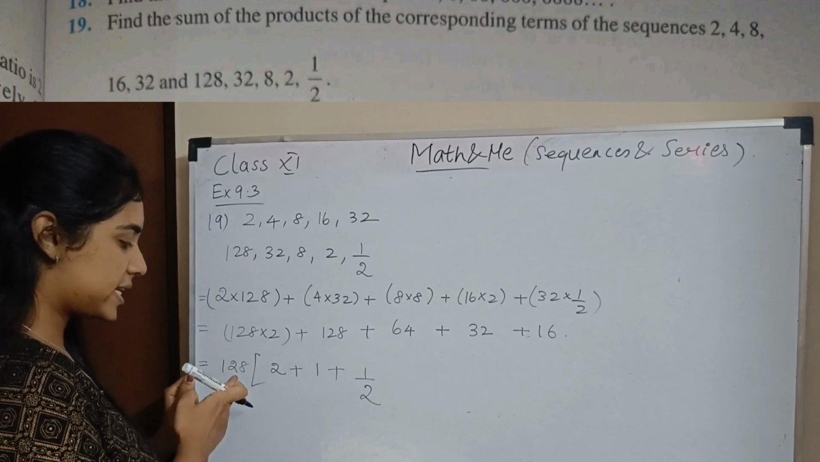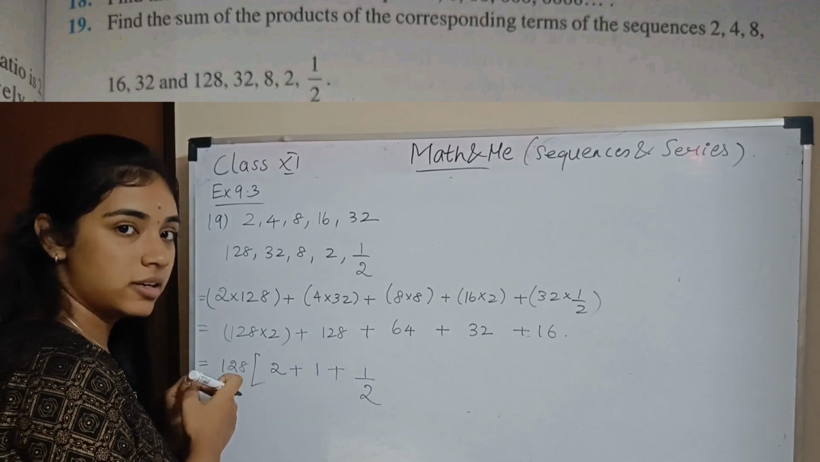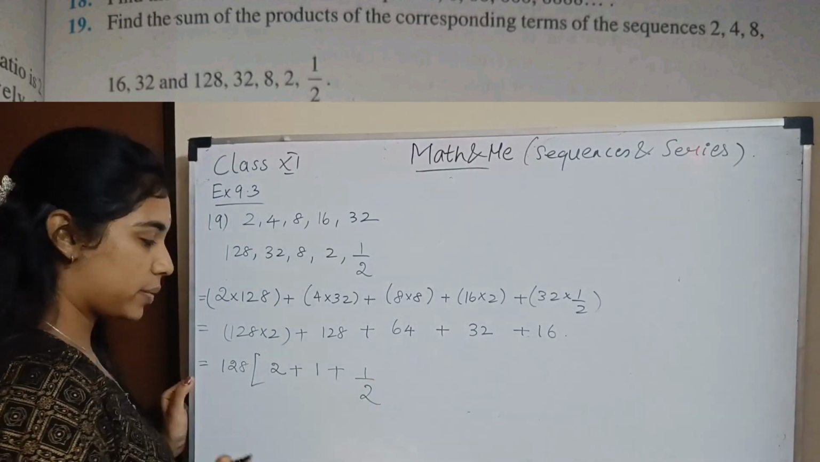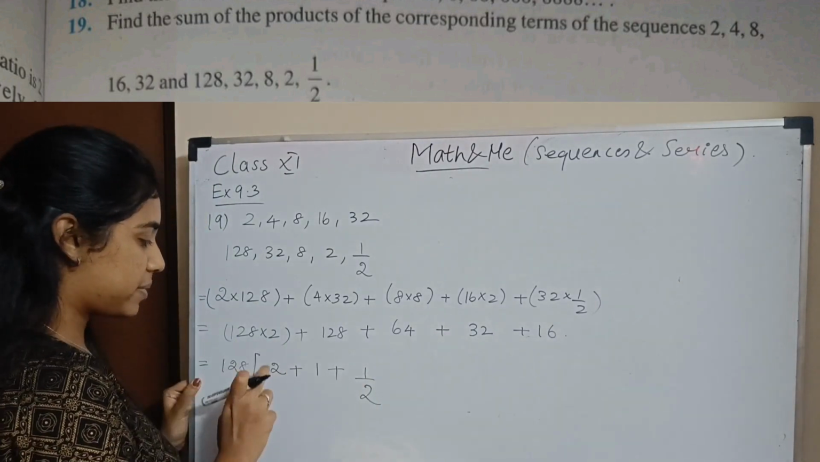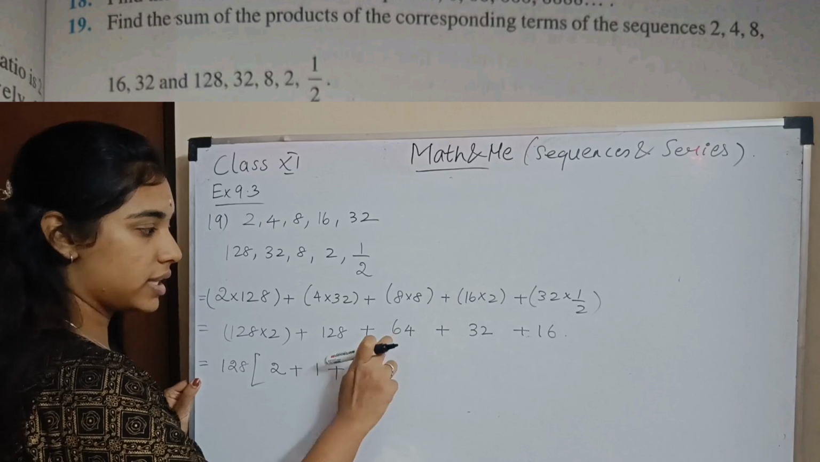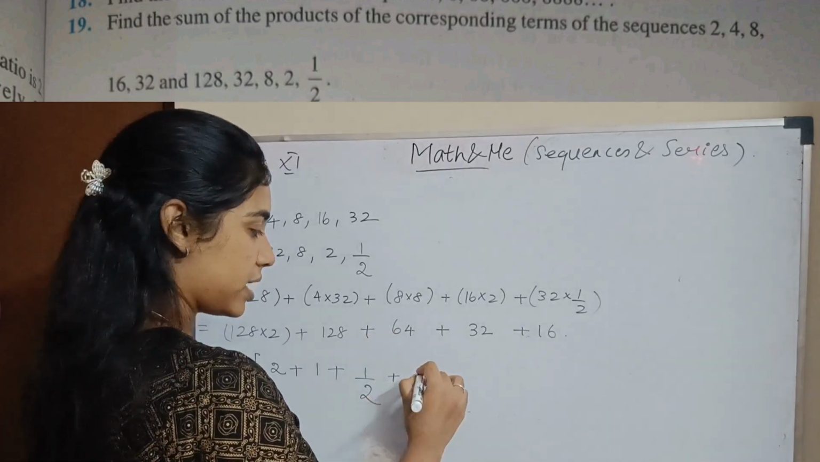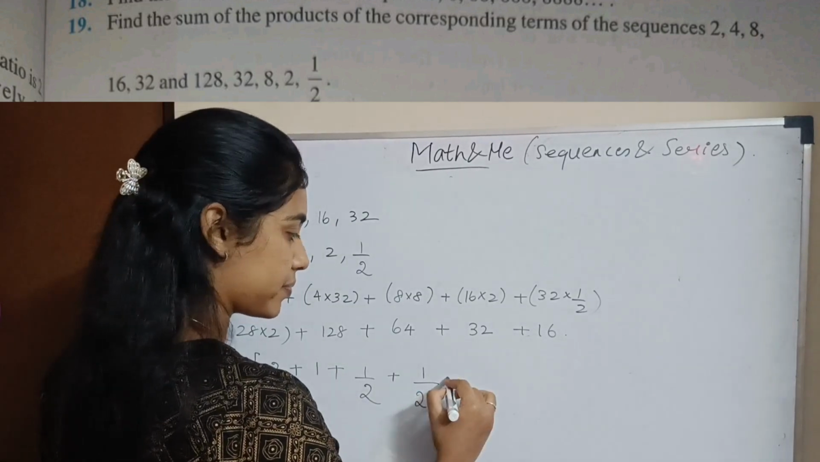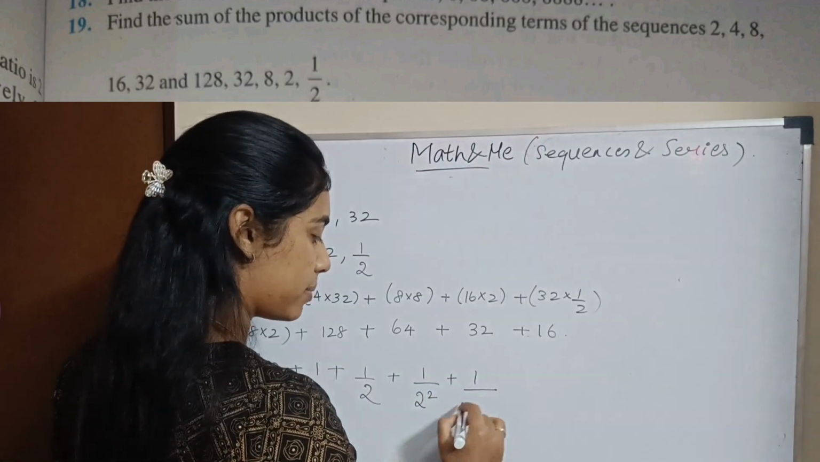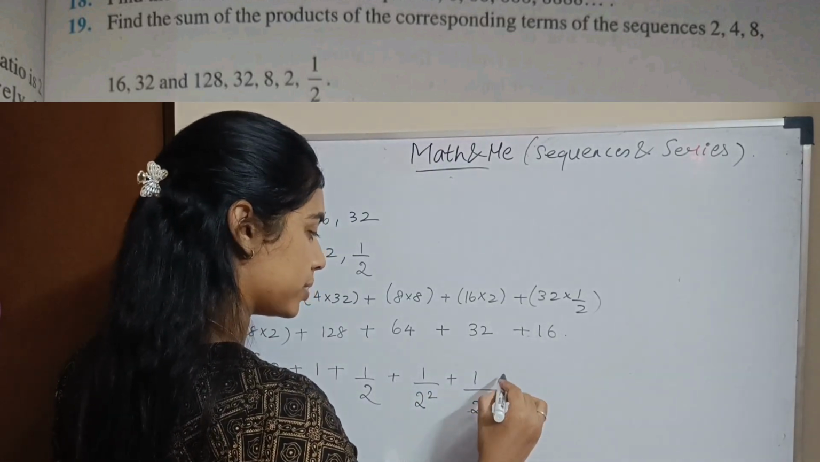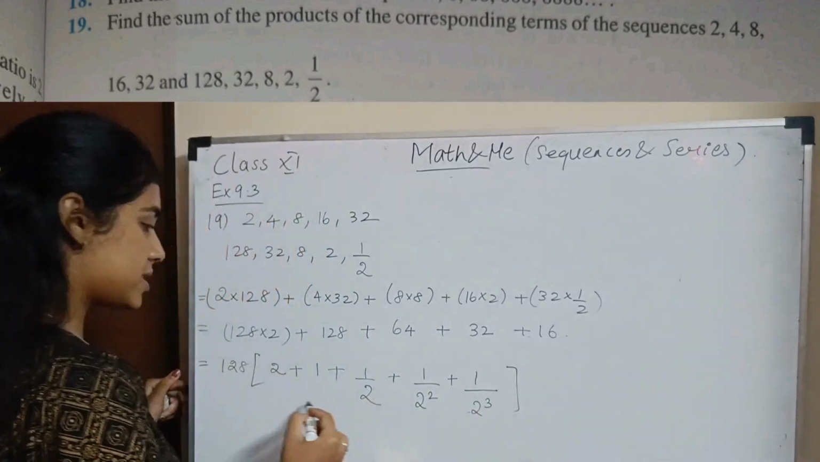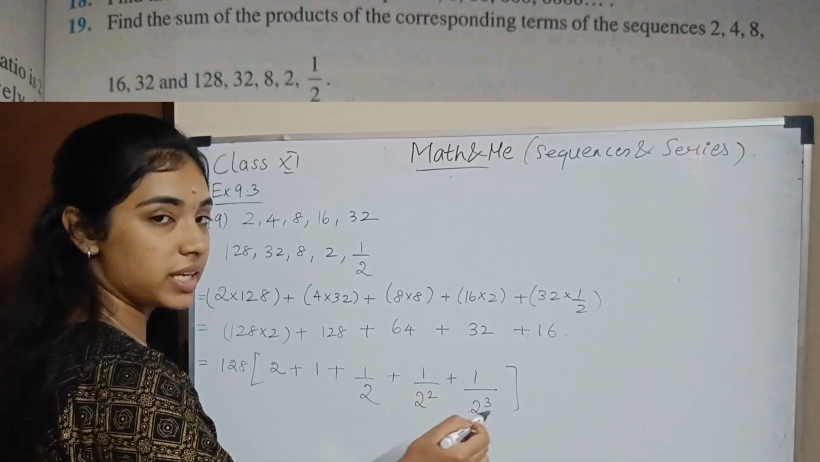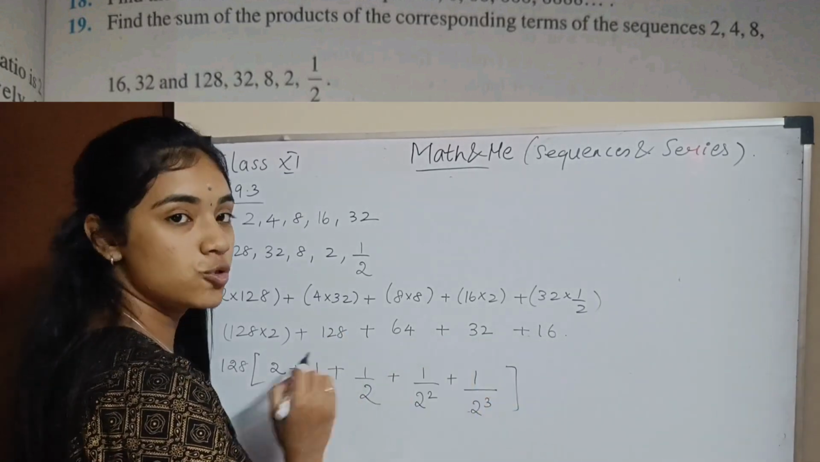So what am I doing? Basically, I'm taking 128 outside of the bracket, which means I'm dividing the whole series by 128. Correct? So this divided gives 2, this gives 1, this gives half, this gives 1 by 4, which is 1 by 2 square, plus this gives 1 by 2 cube. Okay. So this is also a series. So it is easier to solve this particular GP than solving these huge numbers.